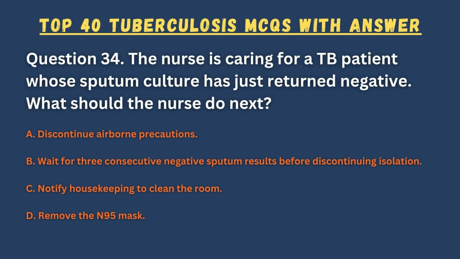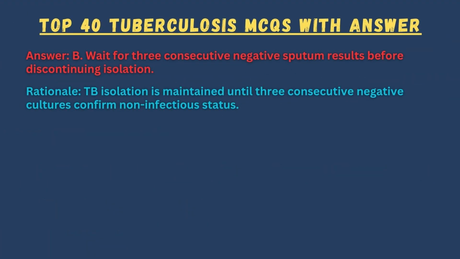Question 34. The nurse is caring for a TB patient whose sputum culture has just returned negative. What should the nurse do next? A. Discontinue airborne precautions. B. Wait for 3 consecutive negative sputum results before discontinuing isolation. C. Notify housekeeping to clean the room. D. Remove the N95 mask. Answer: B. Wait for 3 consecutive negative sputum results before discontinuing isolation. Rationale: TB isolation is maintained until 3 consecutive negative cultures confirm non-infectious status.